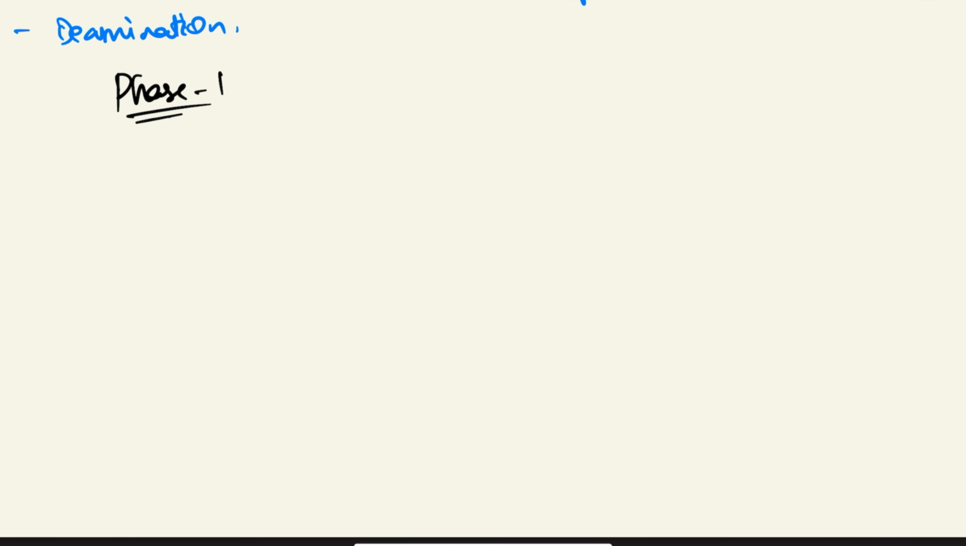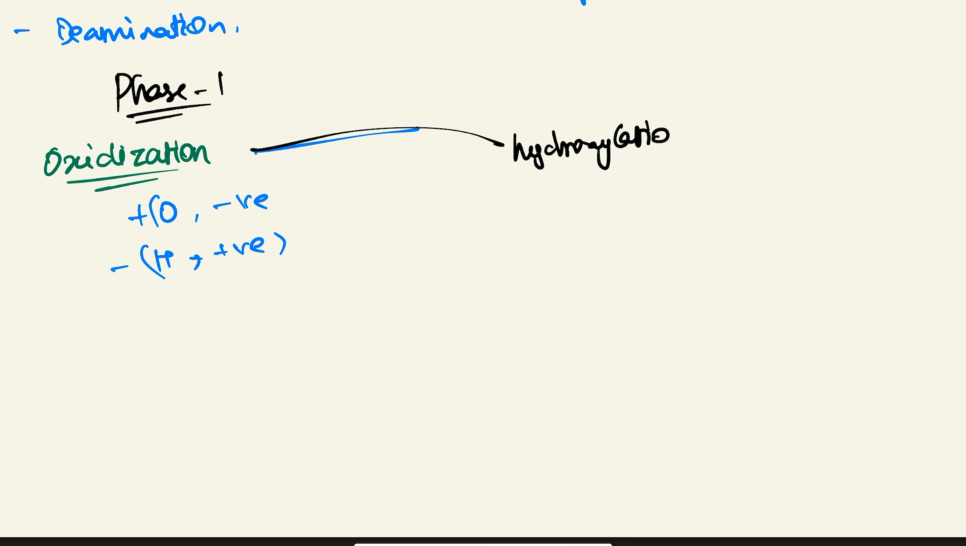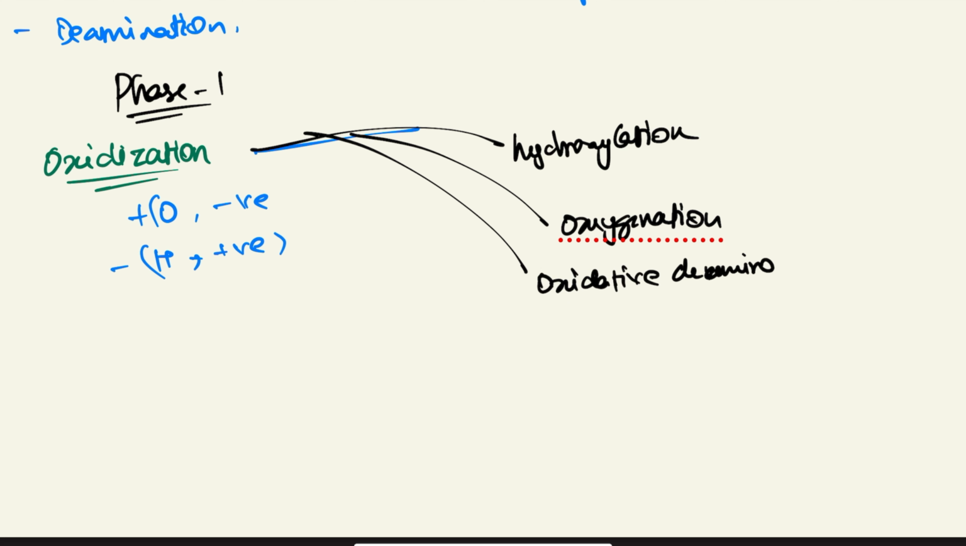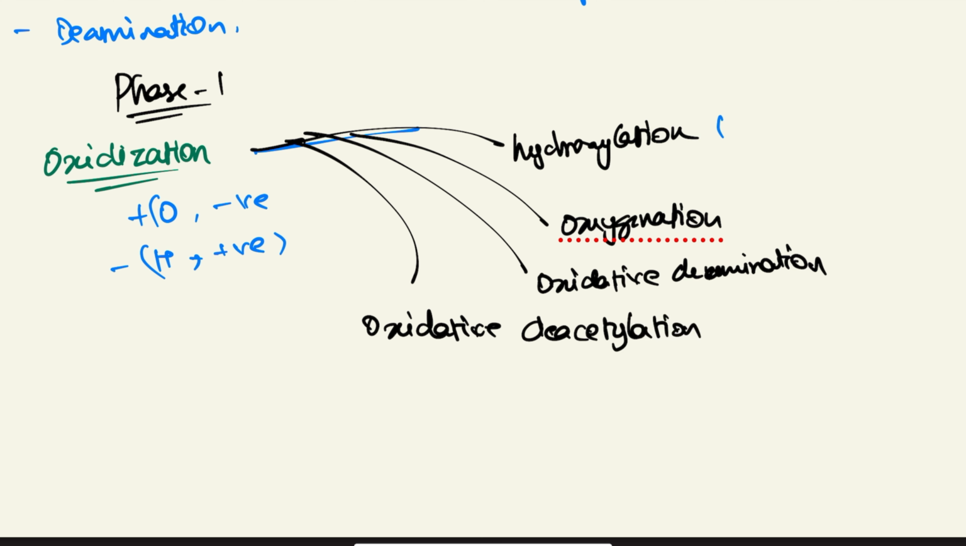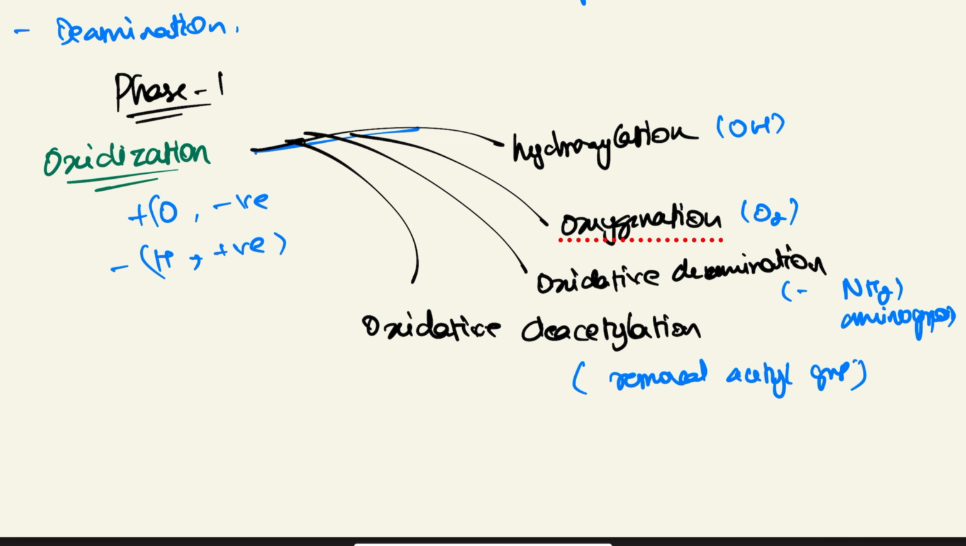Oxidation is basically addition of oxygen or removal of hydrogen. Basics. What are the various oxidative reactions? It includes hydroxylation, which is addition of OH, and oxygenation, which is addition of oxygen at carbon, nitrogen and sulfur atoms. It also includes oxidative deamination, oxidative acetylation, and oxidative deacetylation, which is removal of acetyl group. So, who carries out all these oxidative reactions? Most of these oxidative reactions are carried out by a group of monooxygenases in the liver.